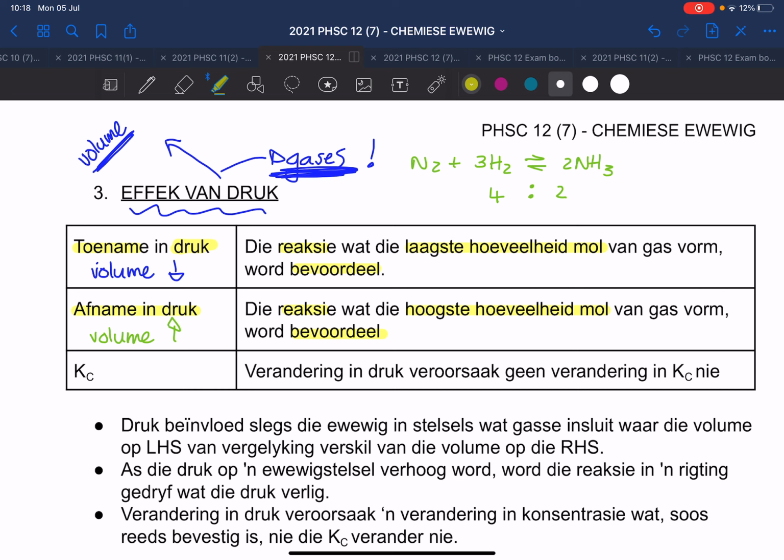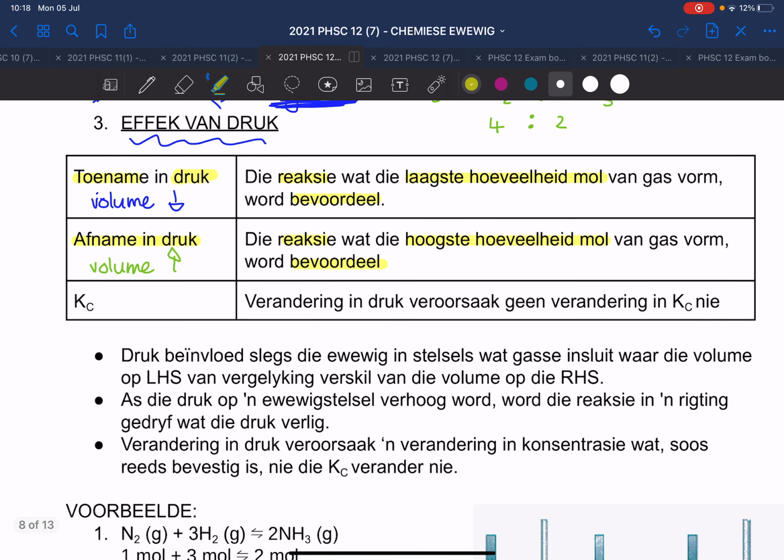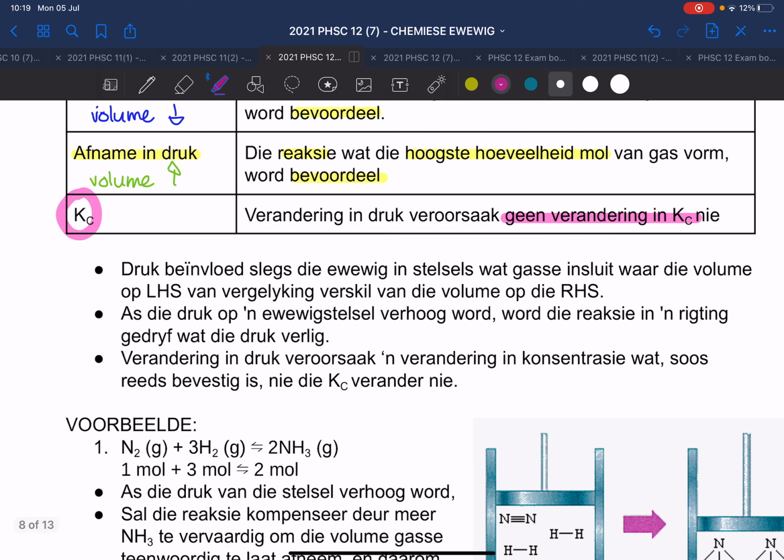Okay. Right. Then here again, the Kc expression does not change. The enigste, the only thing that can change the Kc expression is the temperature, die temperatuur, waarna ons net gekyk het. Okay. Dan gee ek vir jou 'n paar tips hieronder. Dit sê, pressure is only in play when it has gases. Okay? So net waar jy gasse het.